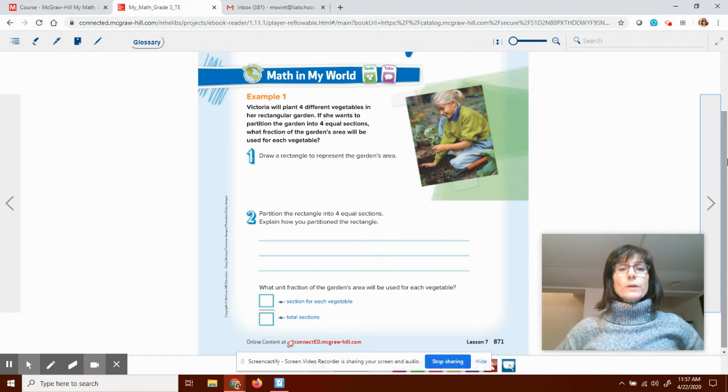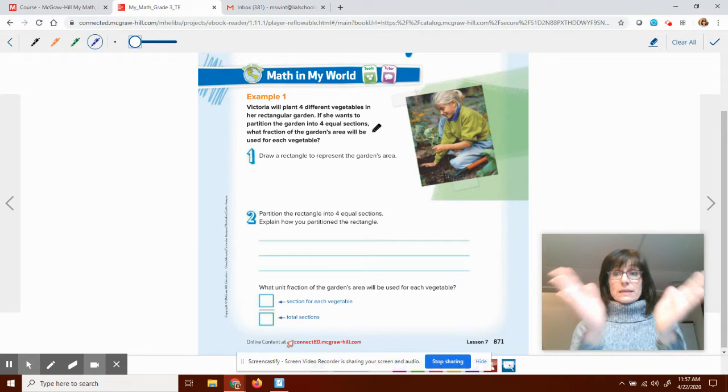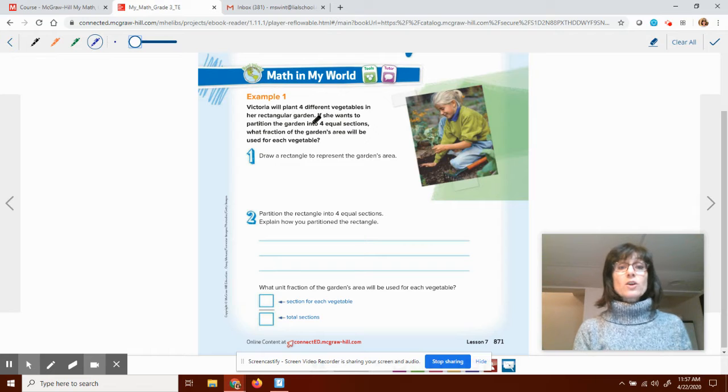Okay. Victoria will plant 4 different vegetables in her rectangular garden. Get our pen ready. If she wants to partition, and we know partition means part, the garden into 4 equal sections, what fraction of the garden's area will be used for vegetables?